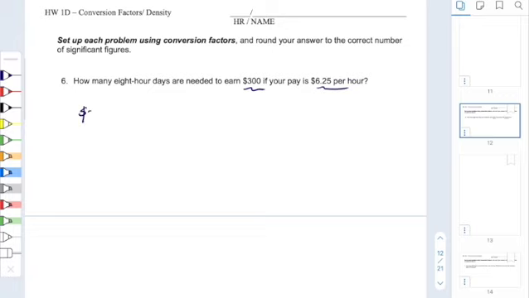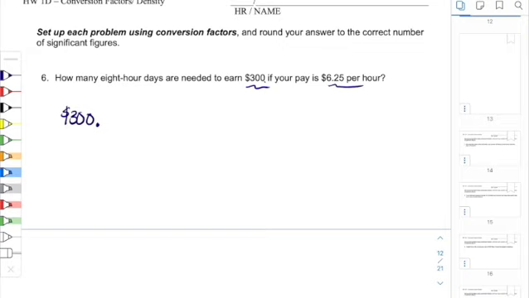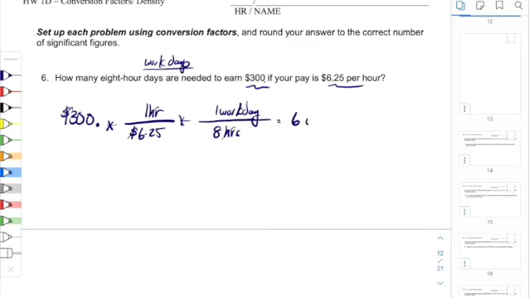So I'm going to begin with $300. So if it's $300 is what I would like to make, and I can make $6.25 in 1 hour, and there are 8 hours in 1 workday. There are 6 8-hour workdays needed to earn the $300.